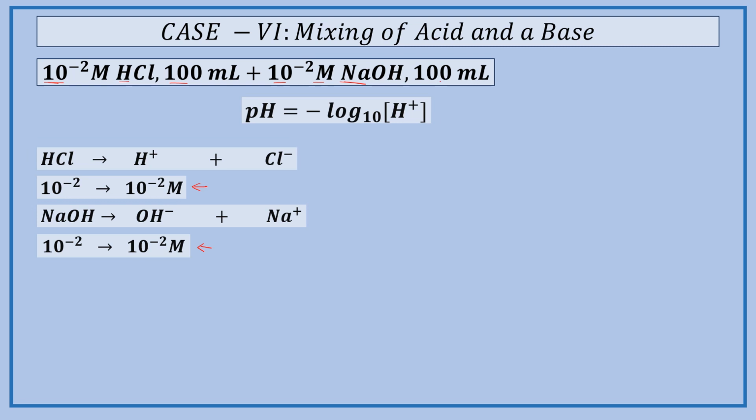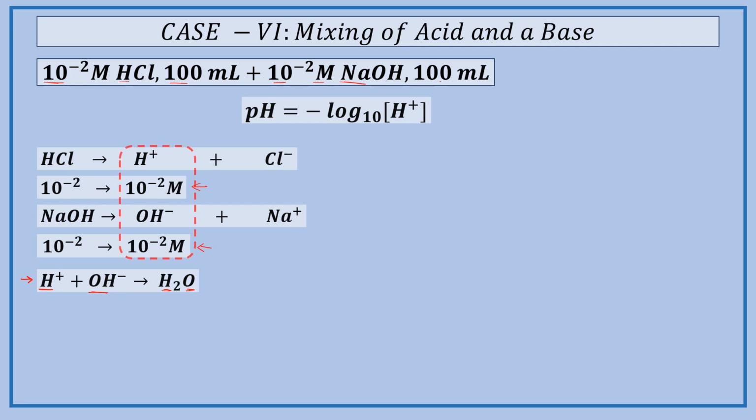Again, we have used 100 milliliter of each of these solutions. So to calculate H plus ion concentration, we will multiply this with 0.1 liter. Now, the acid and base react in such a manner that the H plus ion furnished by the acid and OH minus ion furnished by the base combine together to form a neutral water molecule. And this is how the neutralization between an acid and a base takes place.